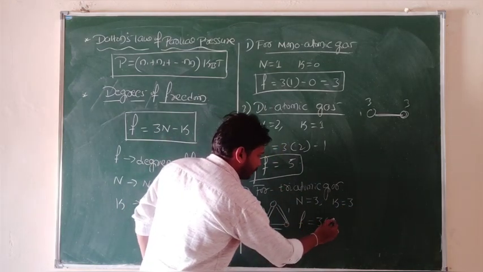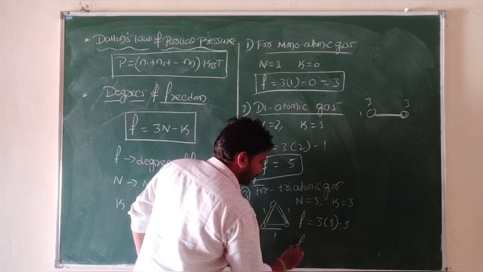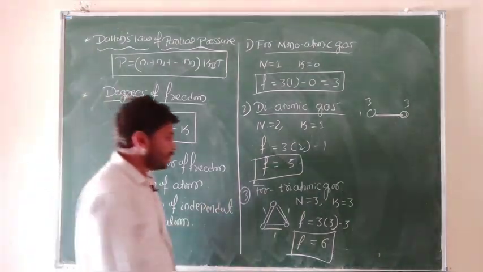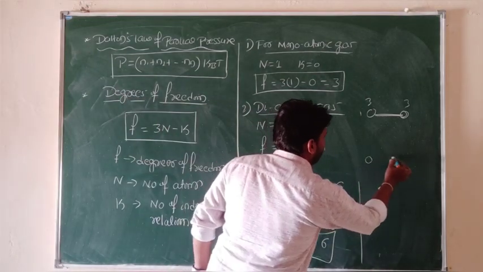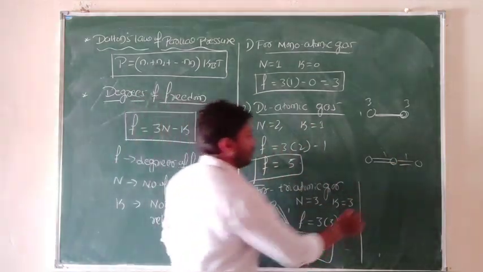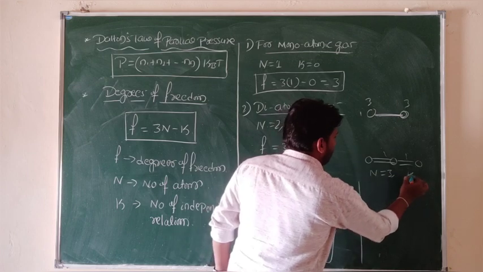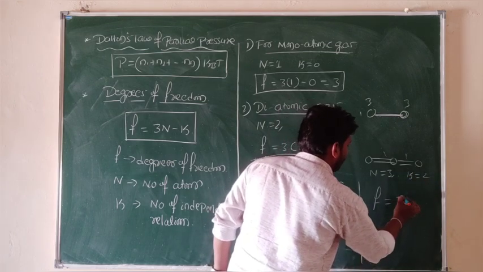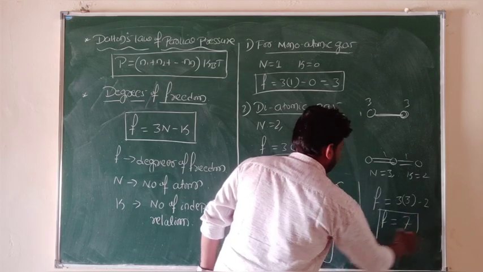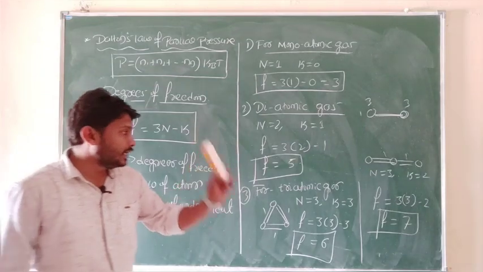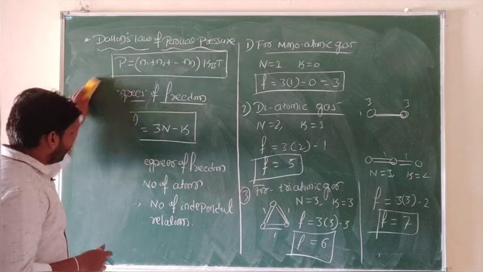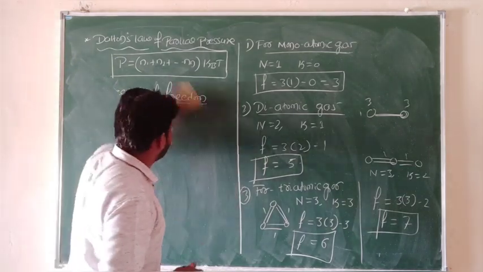F is equal to, so degrees of freedom for triatomic gas in case of a non-linear molecule is 6, and for a linear molecule, 3 atoms are arranged linearly, then the number of independent relations is 2. N value is 3 and k value is 2, so F value is 7. So degrees of freedom for triatomic gas, linear molecule is 7, for non-linear molecule is 6. Hope you get this, and next we'll understand the next topic.